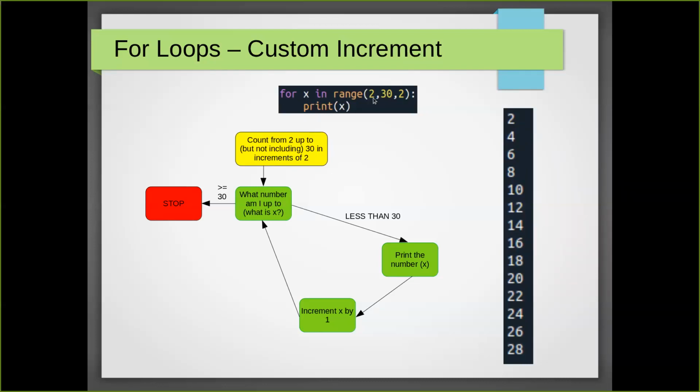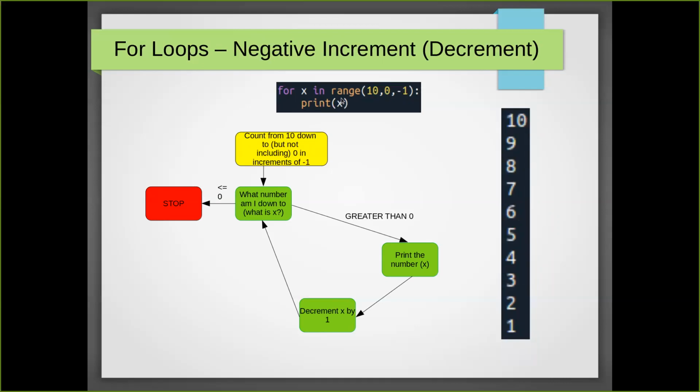So the first one would represent the number we're starting from. The second one, the number we're going up to, but not including. And then the third one is the value of the increment. So by default, that's 1. And if you don't specify anything, it'll increment by 1. However, if we specify a number there, then it will use that as the increment. So here, it'll start at the value 2. And then each time it goes around the loop, it'll increment x by 2. So the second value will be 4, 6, 8, etc., etc.